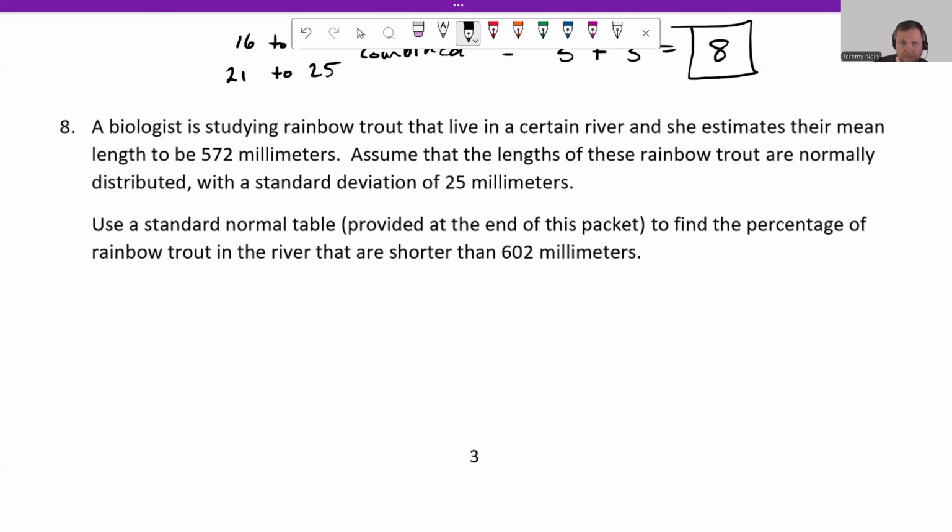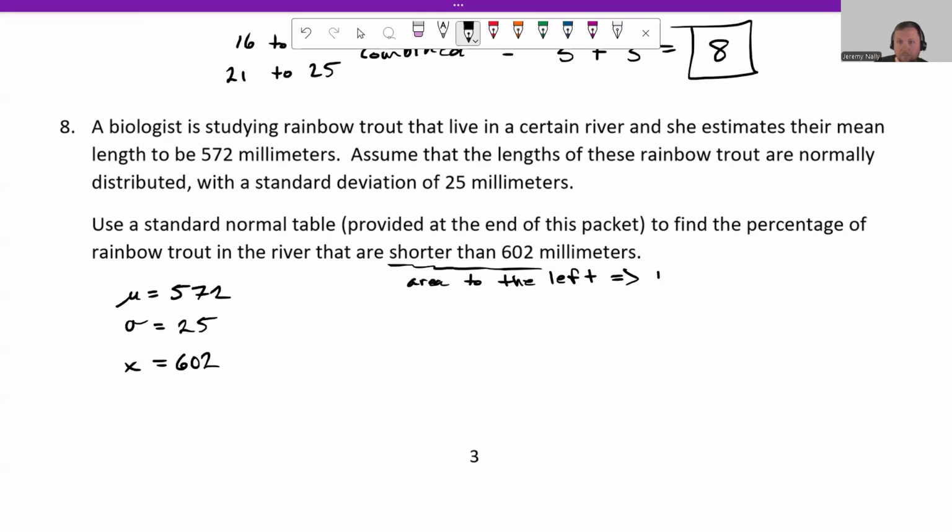Okay, so we have the mean is 572. The standard deviation is 25. We're looking for shorter than 602. So our x is 602. And if it's shorter than, then that's the area to the left. And if it's the area to the left, then it's the area straight off the table.